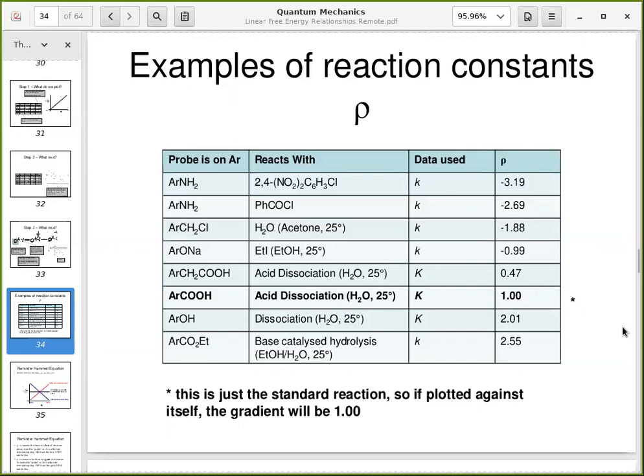Now, I want you to have a look at these values for rho. And with the exception of this value over here, I want you to observe that the magnitude seems to be above 1. So the magnitude of that is about 1, that magnitude is about 2. These are large values.